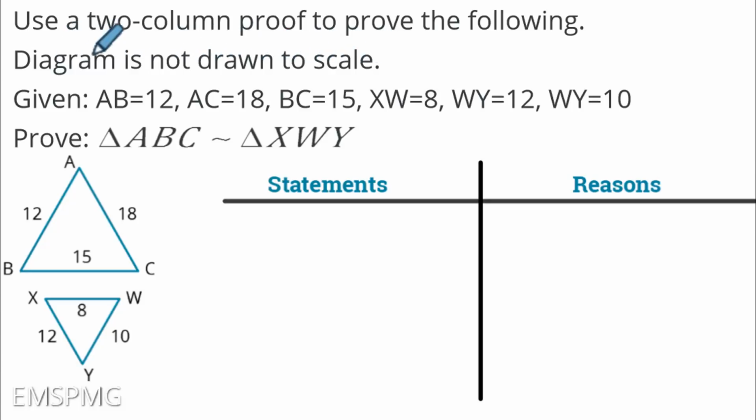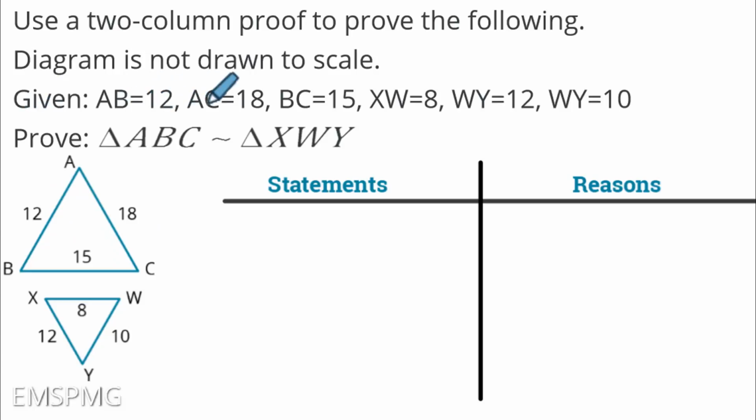If you're confused what this statement means, it just means that the numbers may not match directly with what the size length should be comparing to each other. So all these kind of look the same, but this one's shorter than this one, which is shorter than this one. Okay? Do not go by what the picture looks like, it's by what information is provided to us.